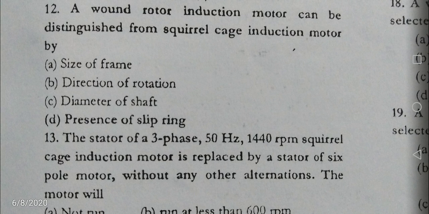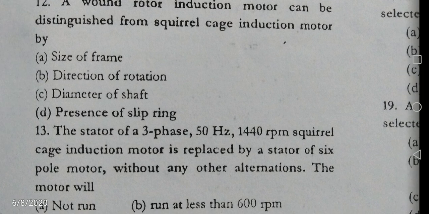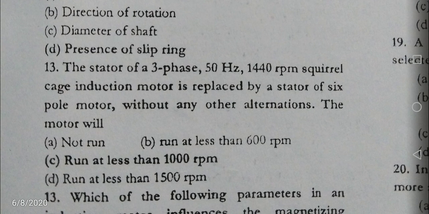So the 4 pole squirrel cage induction machine is replaced by a 6 pole motor without any other alteration. So it is a squirrel cage induction machine, and the machine will rotate, but with six poles, the ns value is 1000 rpm. So the machine runs at less than 1000 rpm. So it is very important that we understand the 13th question.